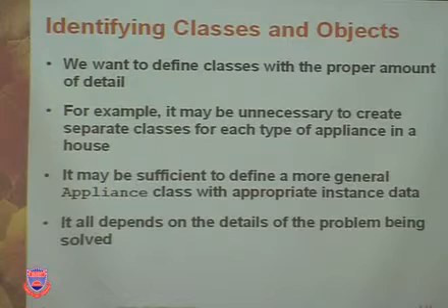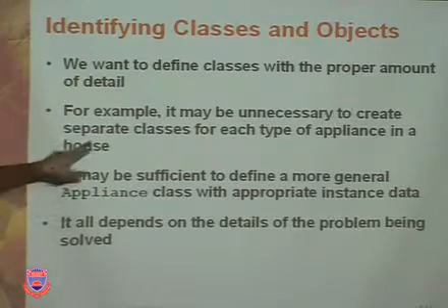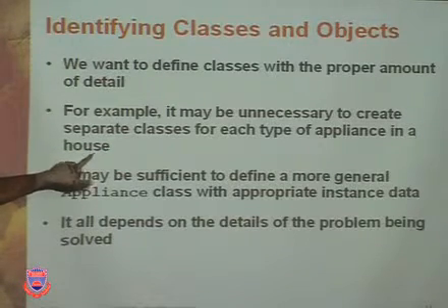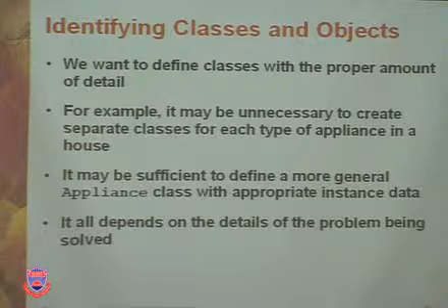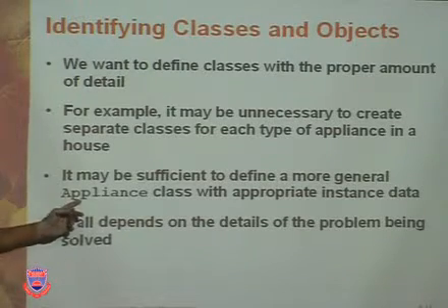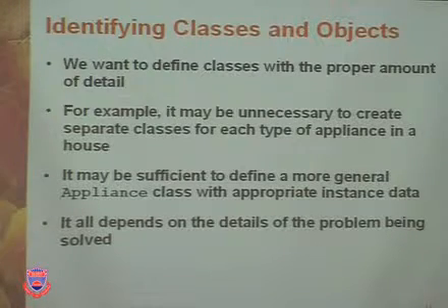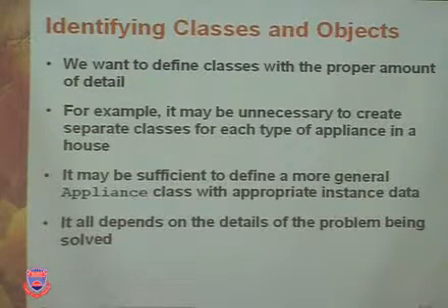So for example, again, an example is given here. It may be unnecessary to create separate classes for each type of appliance in a house. So you may want to create one general class called appliance, and then give properties of these appliances by using this class, instead of having, for example, a fridge class and an oven class and all those classes separately.